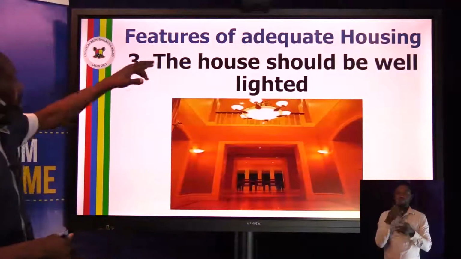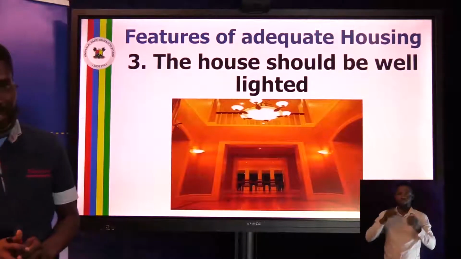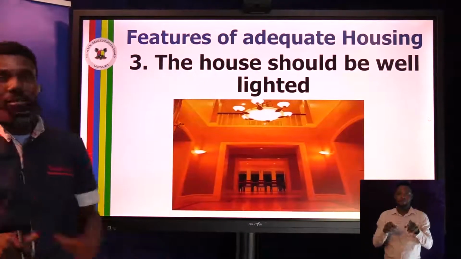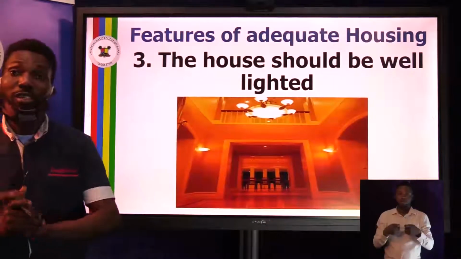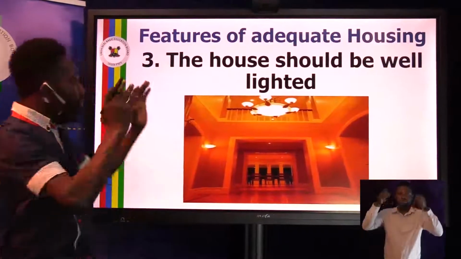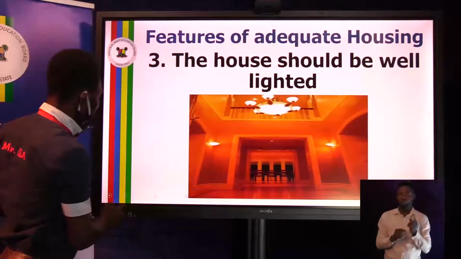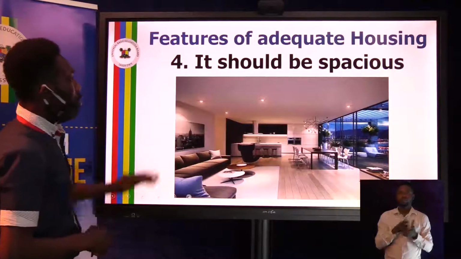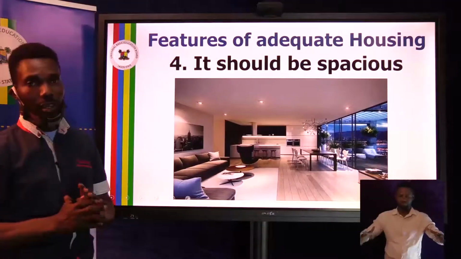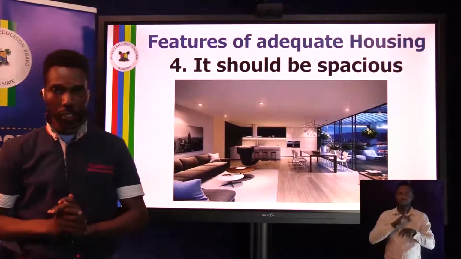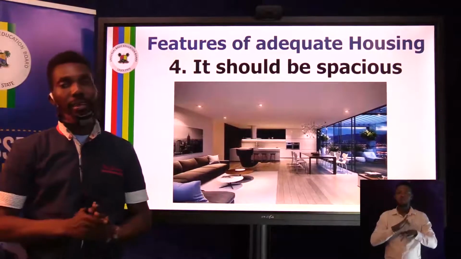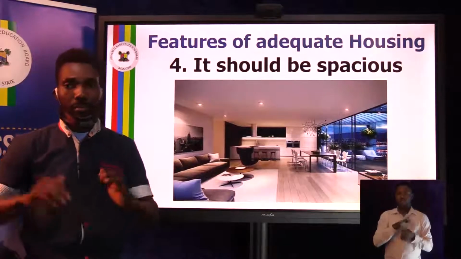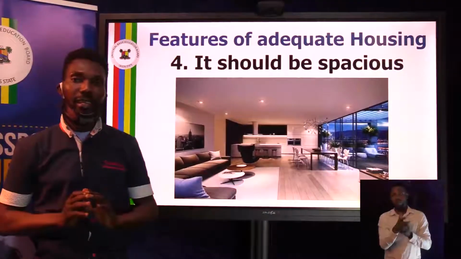Let's look at another feature of adequate housing. The third one is that the house should be well lighted. That means such a house should have electricity supply to light the house. Next, it should be spacious. There should be enough space in the house. That's one of the features too. There should be enough space to play and to do other things in the house.